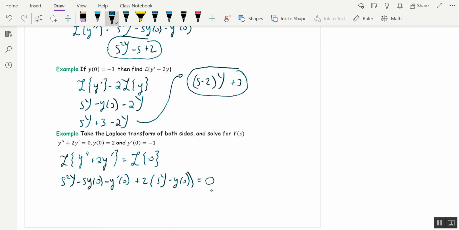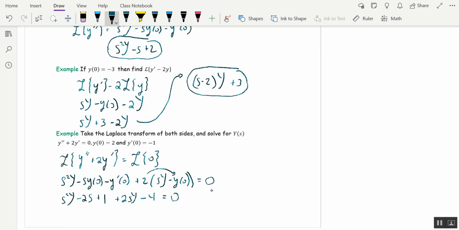All right, now let's fill in the numbers we're given. This is s squared big Y minus 2s plus 1, and then plus 2s big Y. I'm going to distribute the 2, minus 4, and that equals 0.